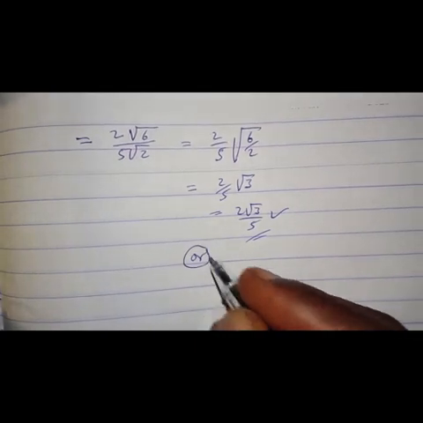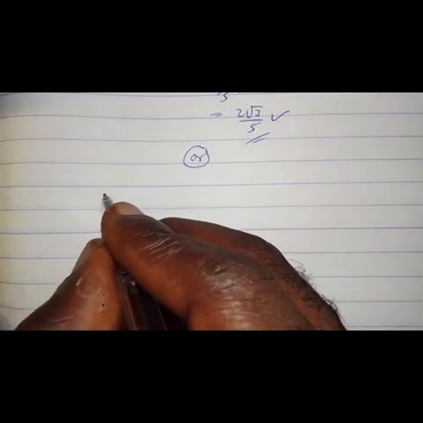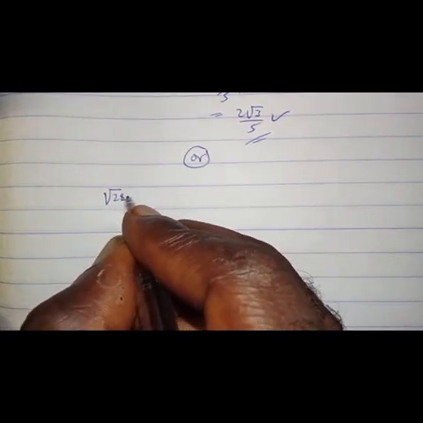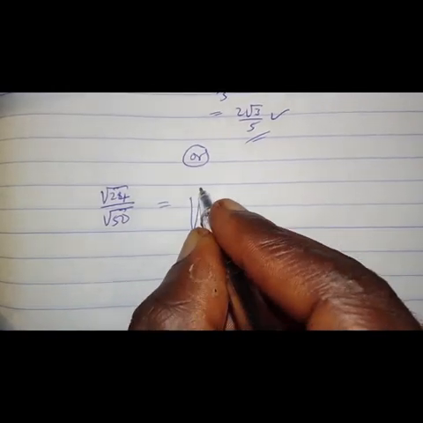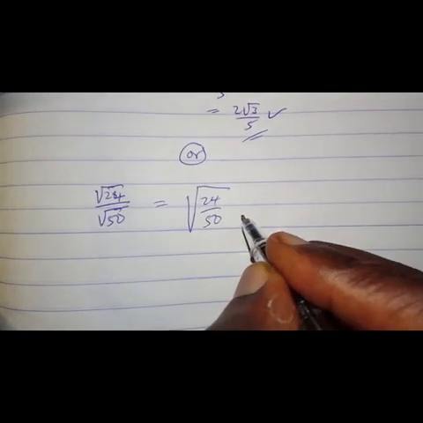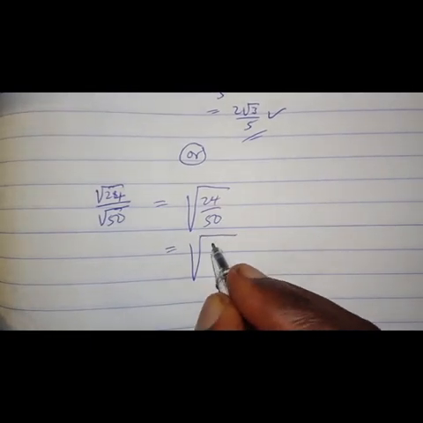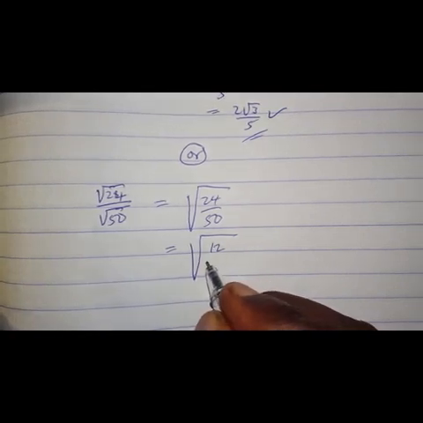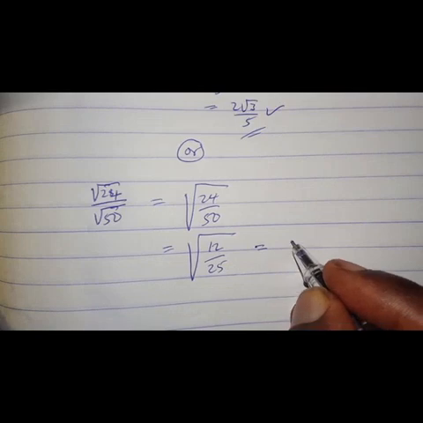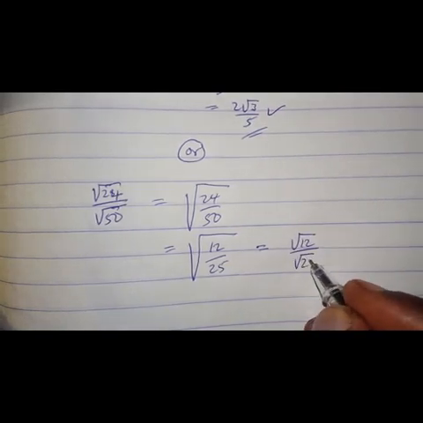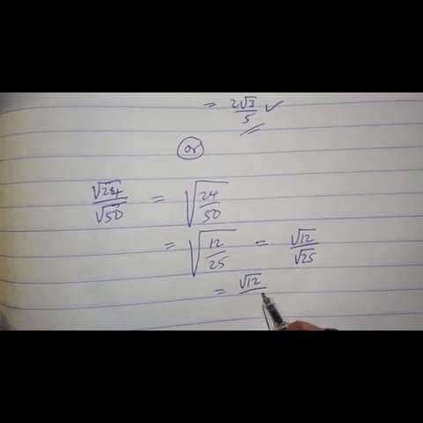But if one decides to divide before rationalizing, where you remember the question is root 24 over root 50. To divide before rationalizing, you can write this to be the root of 24 over 50. And when you do that, of course, 2 can go. 2 can divide 24 to have 12. 2 can divide 50 to have 25. And they cannot divide again. So I can now say, separating them, it will be root 12 over root 25. And 25 is a perfect square. So I can just say that this is root 12 over 5.